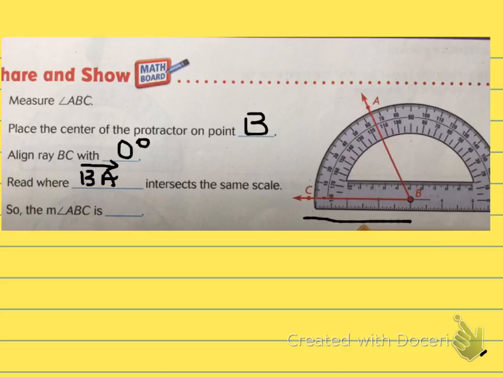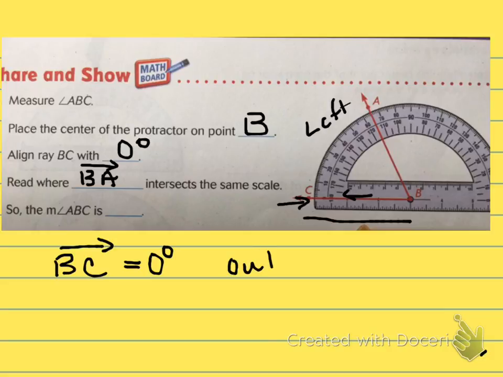Now, looking at this, because my angle opens out to the left, I want to make sure that I'm using the right scale. So let's look closely. Am I going to use the inner scale or the outer scale? So do I use this scale or do I use this scale? Let's take a really close look. Oh, you're right. Because the ray BC is on the 0 degrees line, we're going to start with the outer edge. Why? Because the outer edge starts with 0.